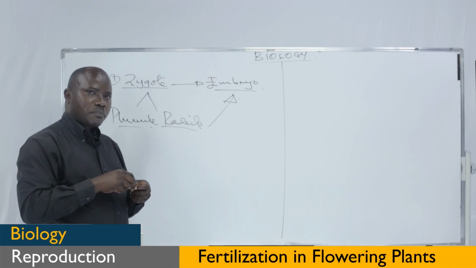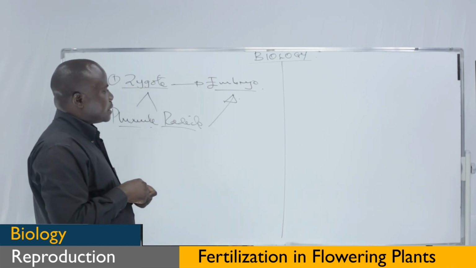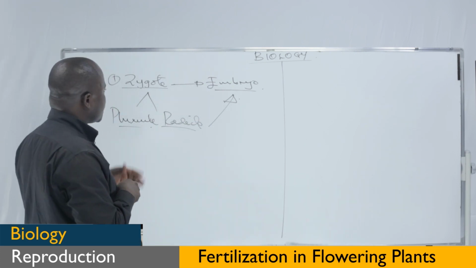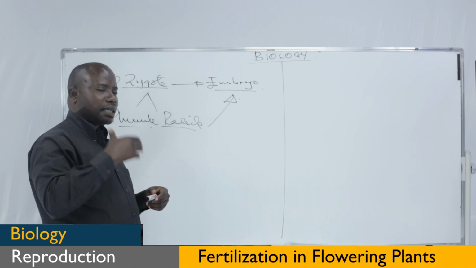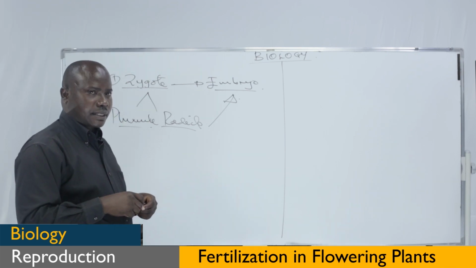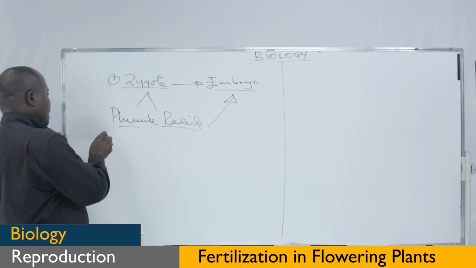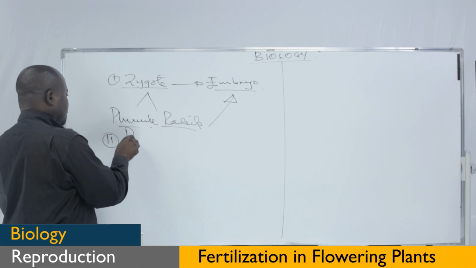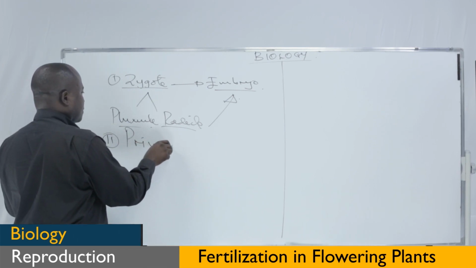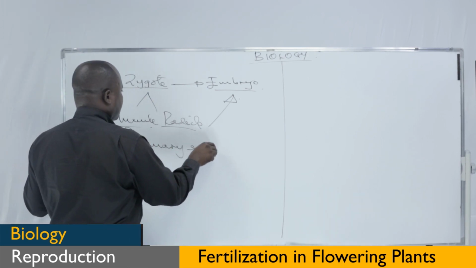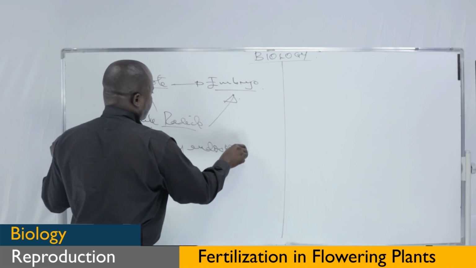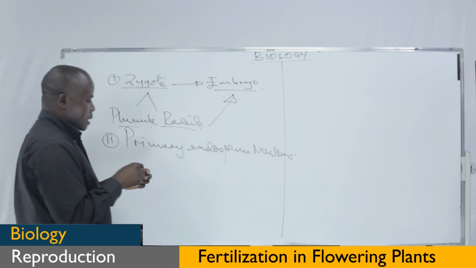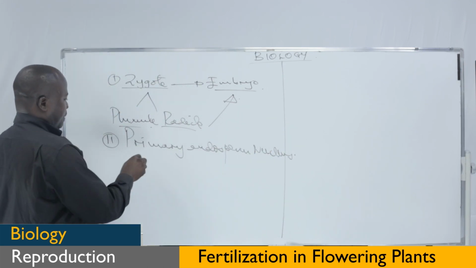Therefore, one of the importance of double fertilization is the formation of the embryo, in which the zygote undergoes a series of developmental changes. The second importance of double fertilization is that the primary endosperm develops into endosperm.